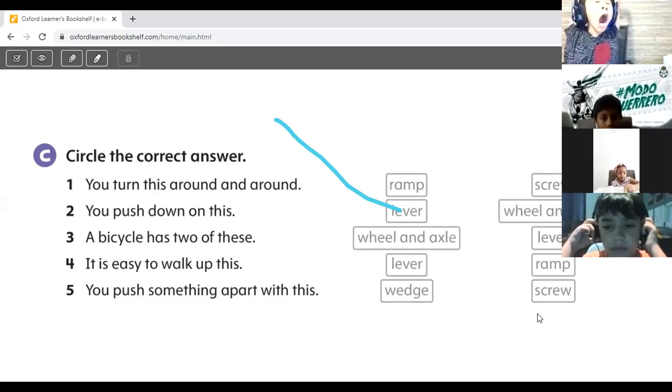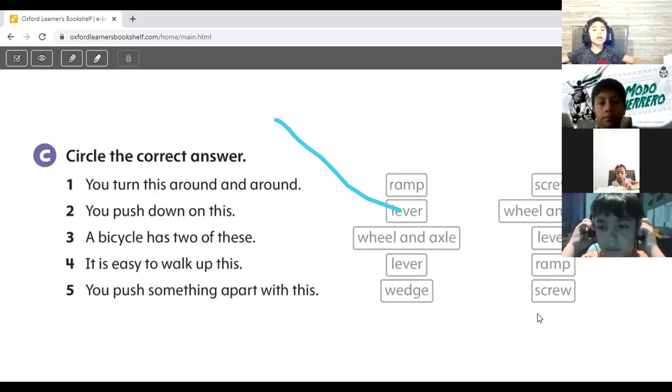Okay, number 3. Miss, yo tenía la mano levantada y señalándome. Who? Francisco? Francisco? Yes, Francisco. Okay, Francisco. Number 3.